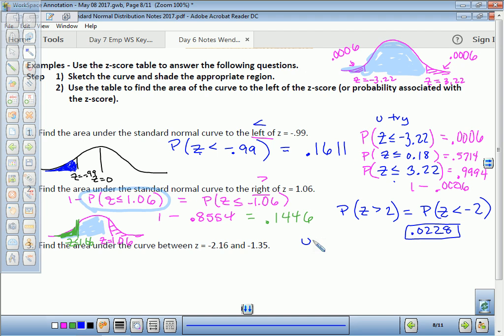All right, you try. You try to find the probability that z is greater than negative 0.81. Greater than negative 0.81, or to the right of negative 0.81. Okay, try this.